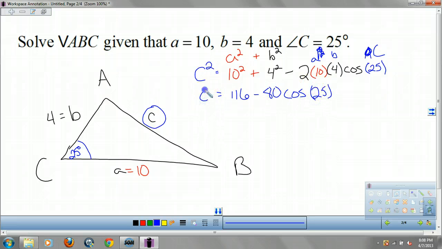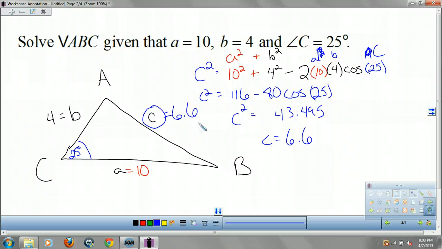Plug that in your calculator. I'll plug in my calculator. Let's see what we got here. 116 minus 80 times cosine of 25 equals, well, c squared equals about 43.495. So c equals, square root both sides, 6.6. Ta-da!